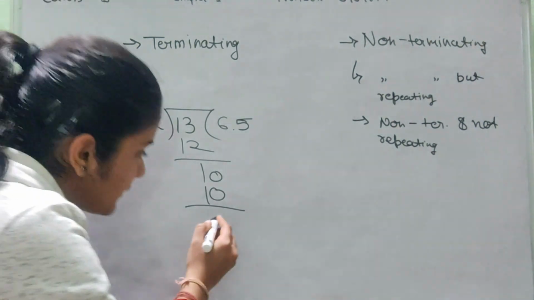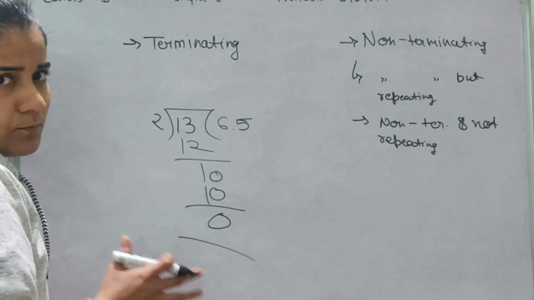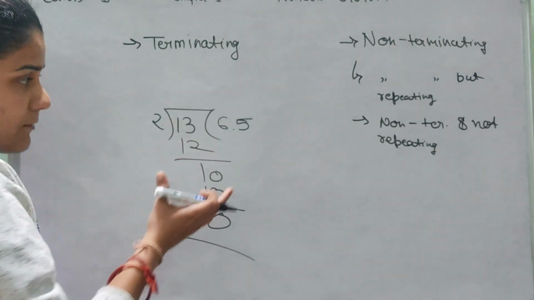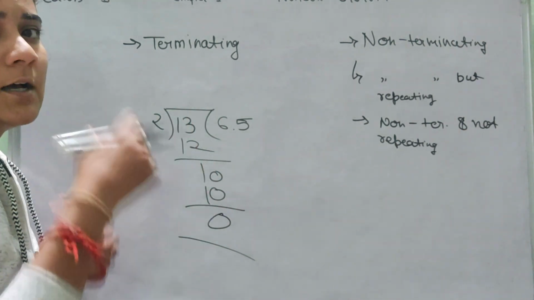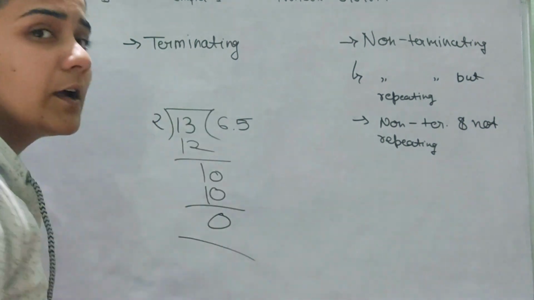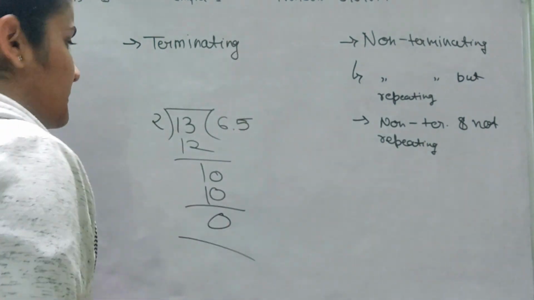So when we divide any number by anything, if we get remainder 0, it is simply a terminating number. Divide anything with anything, if we get 0, it's a terminating number. Coming on to non-terminating.